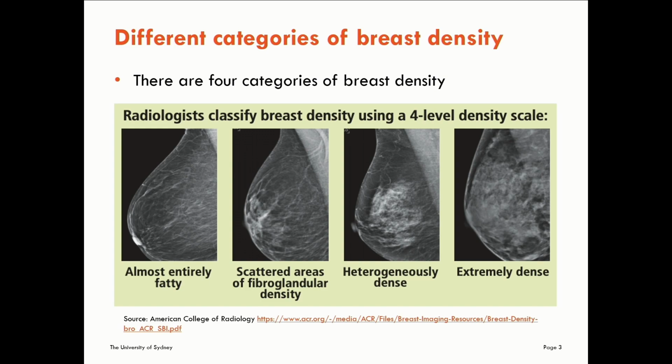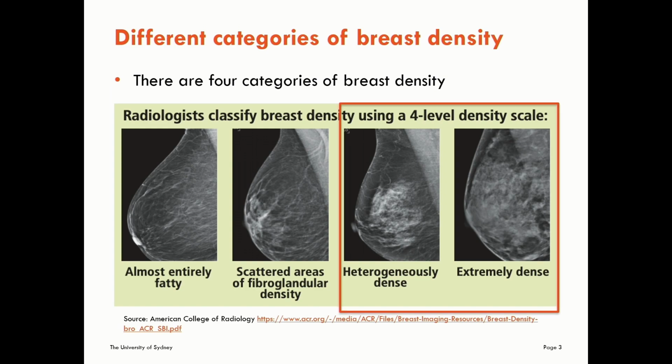So there are 4 different categories of breast density as classified by the BI-RADS classification system. Category A is almost entirely fatty. Category B is scattered areas of fibroglandular density. Category C is heterogeneously dense, and category D is extremely dense. And your breasts are considered to have high breast density, or be dense, if you're in the upper 2 categories, so category C or D.